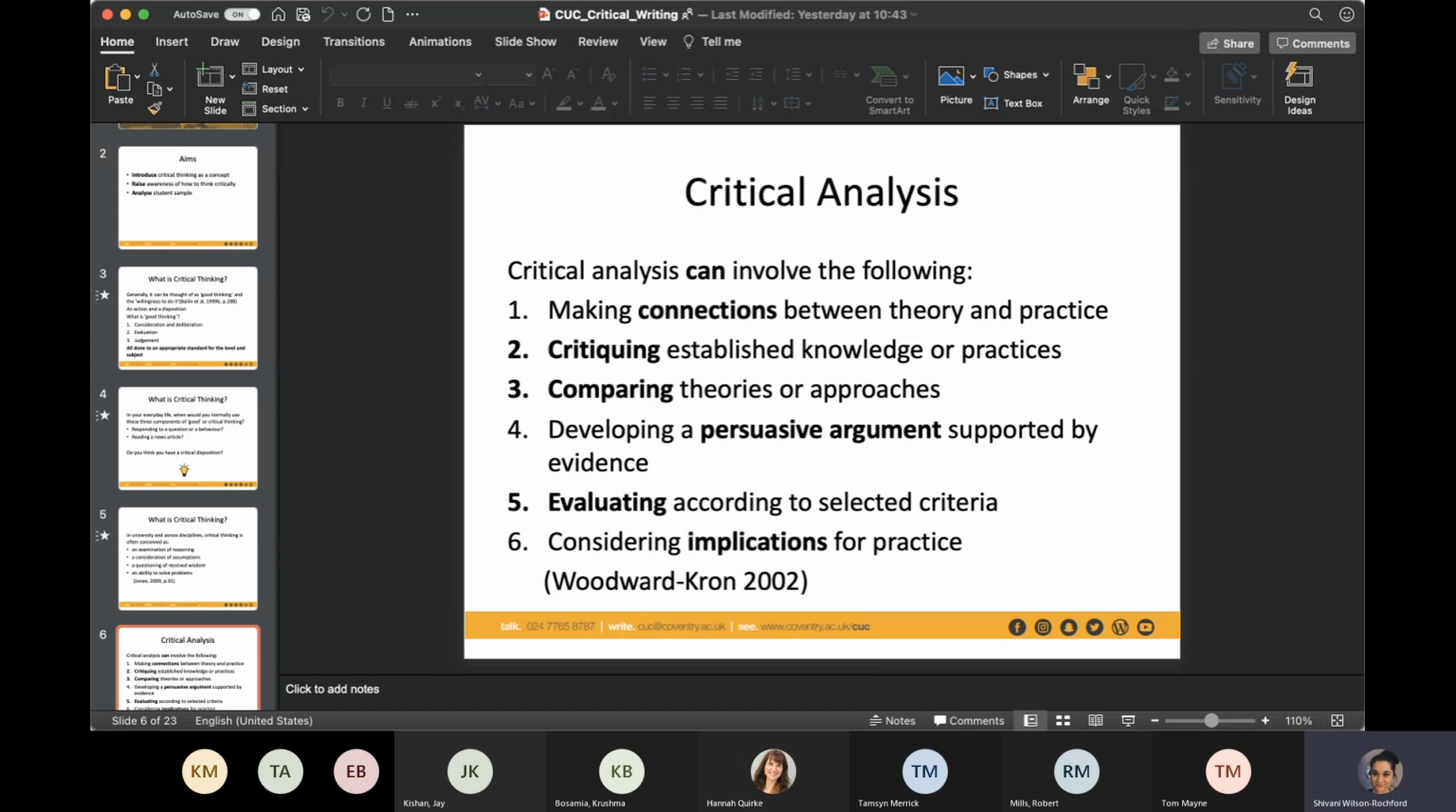So we've got 6 elements associated with critical analysis, and as mentioned, making connections between theory and practice is one of them. And along with that comes critiquing, comparing, developing an argument, evaluation, and implication. So again, we're not asking that you include all 6 of these, because it depends on what's being asked of you task-wise, but most of these will be applicable, especially if you're trying to hit those mid-firsts.